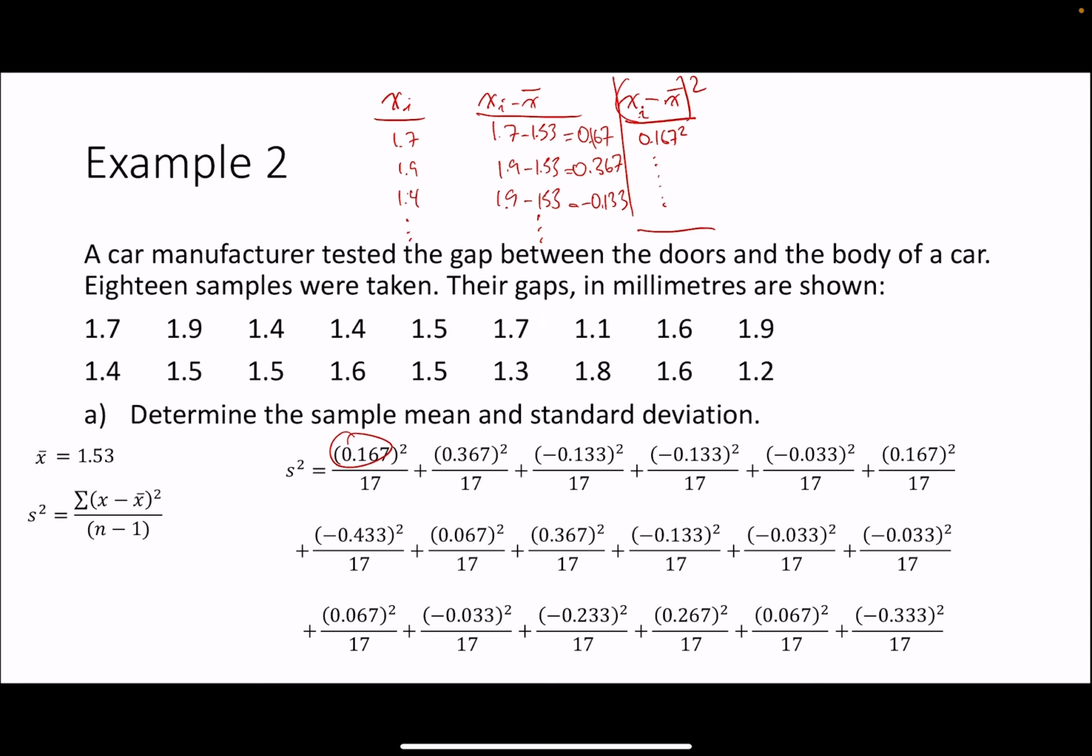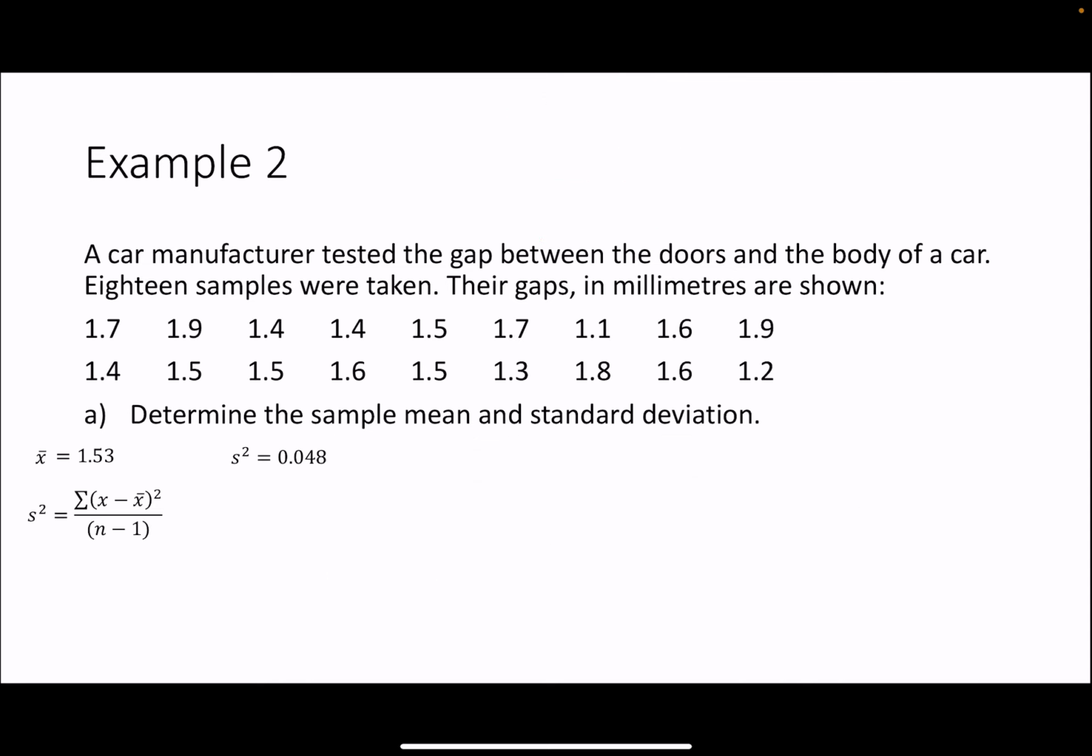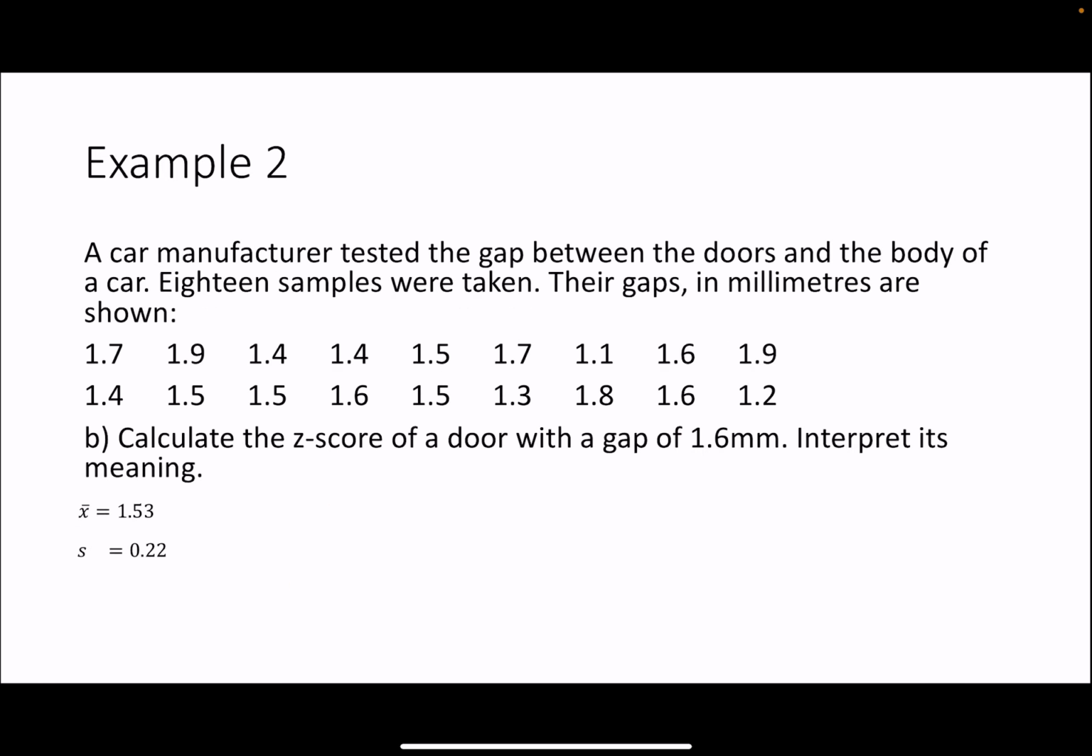Or you could do it out like this. I recommend doing this table, but I just wanted to show you mathematically how it worked. So essentially, when you do your math, you're going to end up getting a variance of 0.048 and a standard deviation of 0.22. So that's our sample mean and our standard deviation.